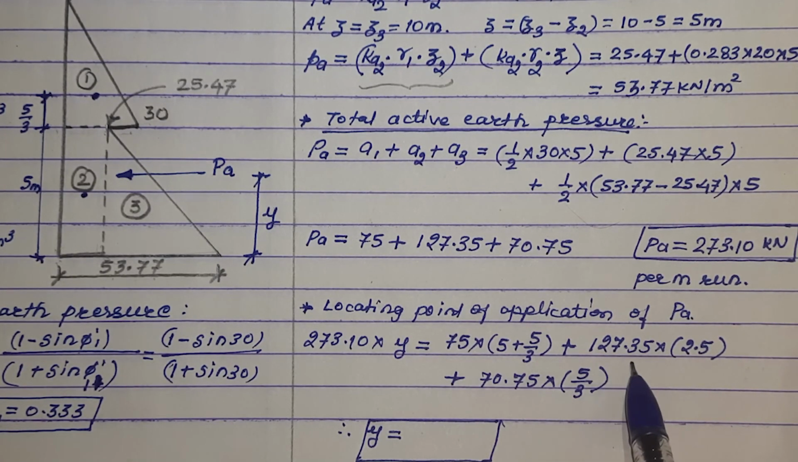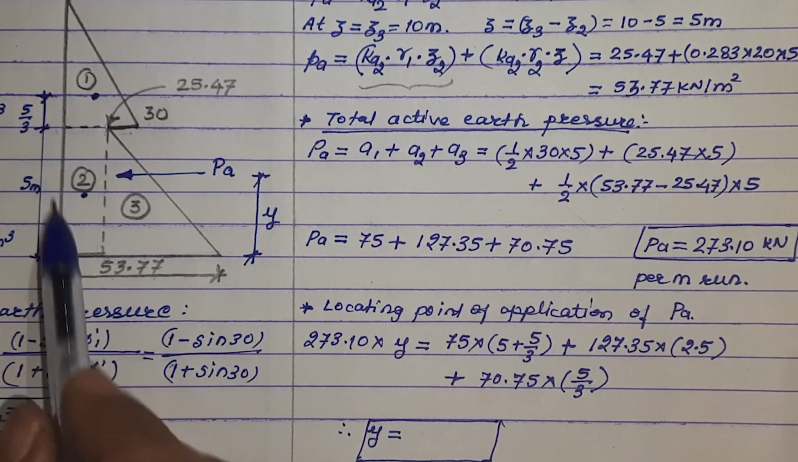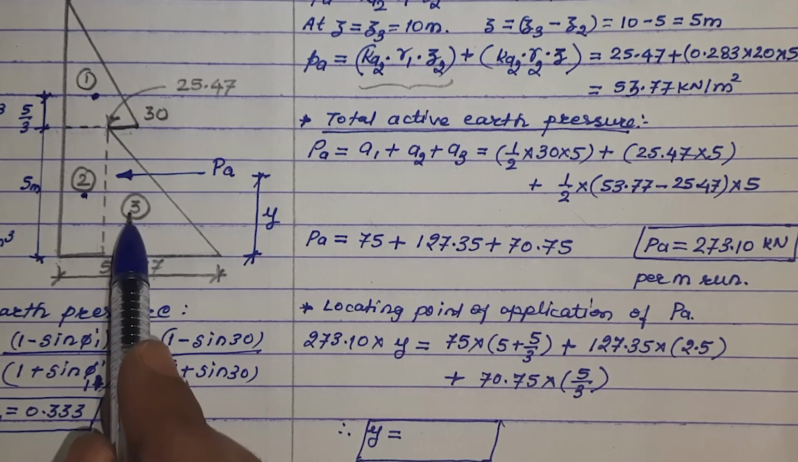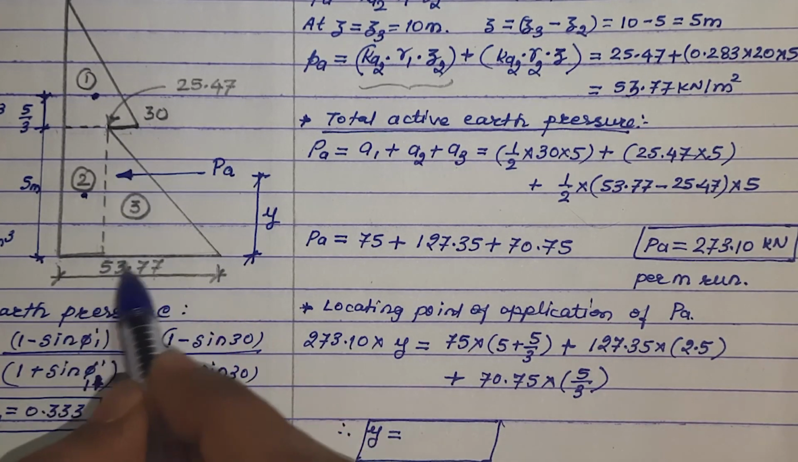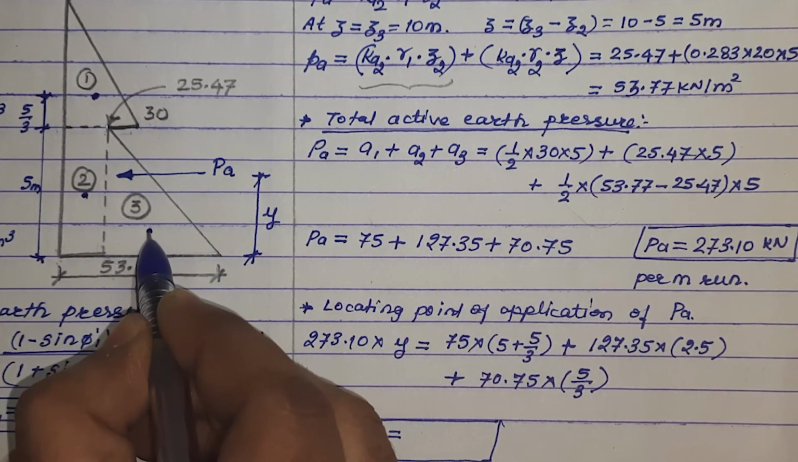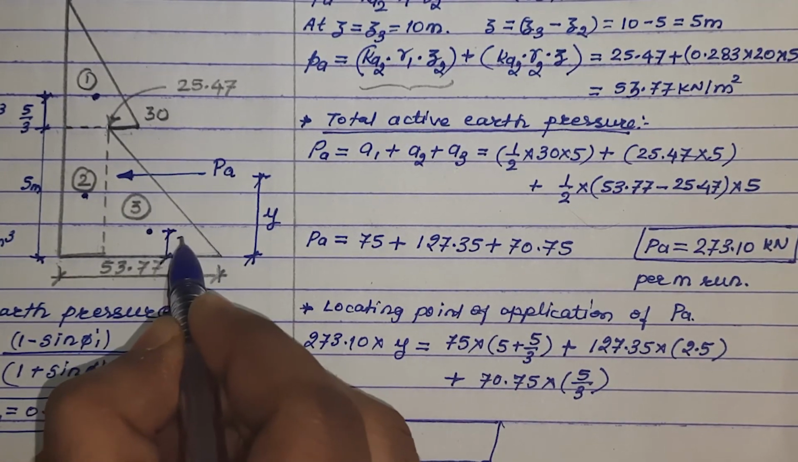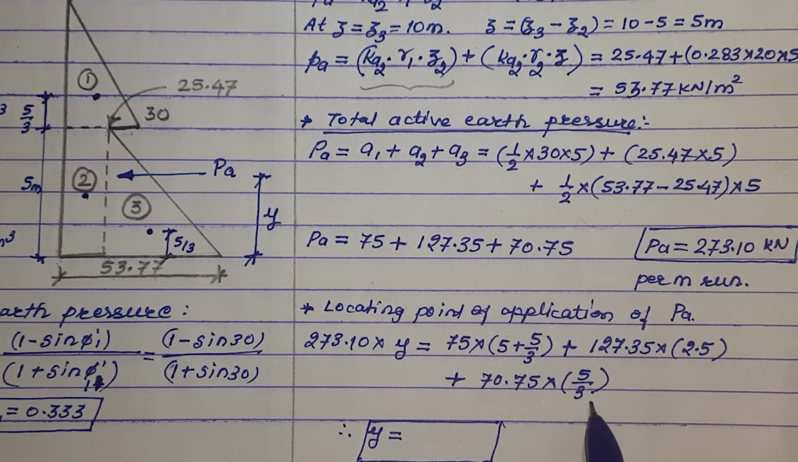Next area is 127.35 and its lever arm is going to be 2.5 meter, that is half of the height of the rectangle, that is here. Third area is 70.75. It is the area of this triangle and its CG would be lying at this distance. This height is again h by 3. So this is 5 by 3. Therefore, the lever arm for the third area is also the same, that is 5 by 3.